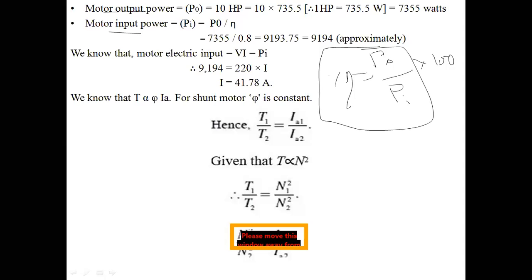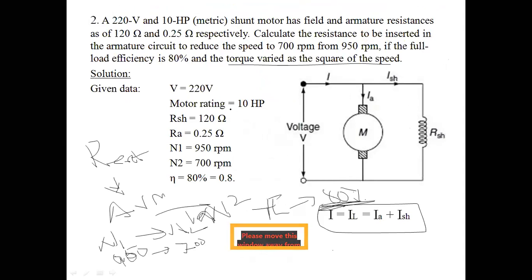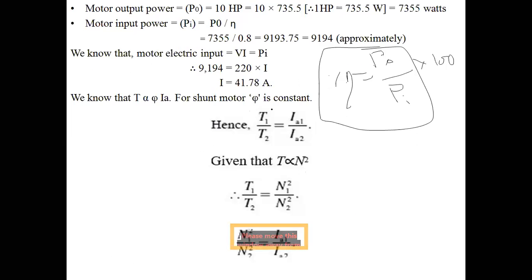Here he has given the output power directly, because the rating of the power is 10 HP. That is your output power. But we are going to calculate the power in watts, not in horsepower. So he has converted the horsepower into watts. That is, 1 horsepower is equal to 735.5 watts. So the total output power is 7355 watts.